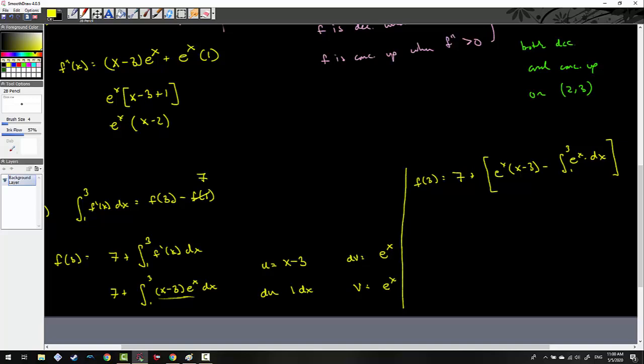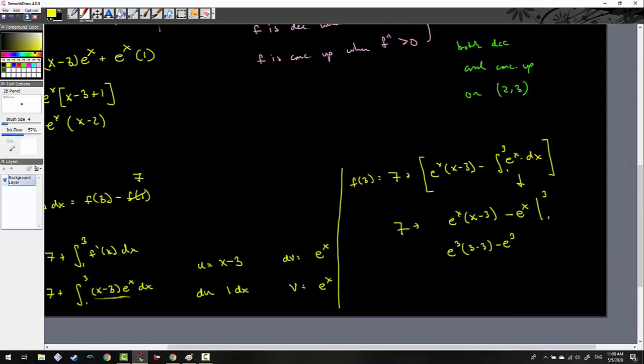What I'll do is I'll go and integrate my last piece here, which is going to be e to the x, and it's going to be subtracted, and this is going to become e to the x times x minus 3, and I will evaluate that on 1 to 3. And again, a 7 will be hanging out on the outside of all of this stuff. So at this point, we're just plugging stuff in. So it looks like I'm going to get e cubed times 3 minus 3 minus e cubed. And then that's going to subtract from e to the 1 times 1 minus 3 minus e to the 1.